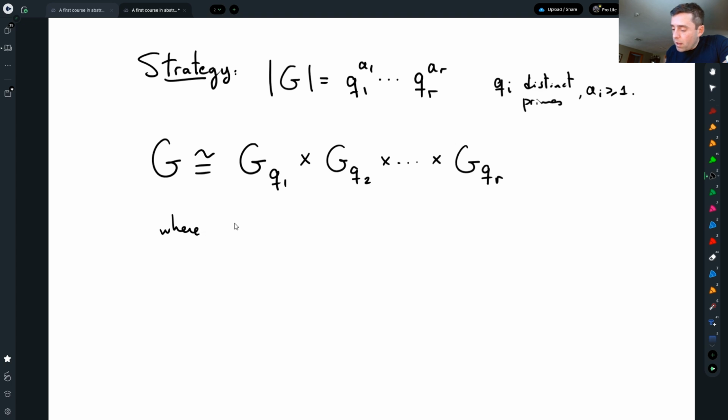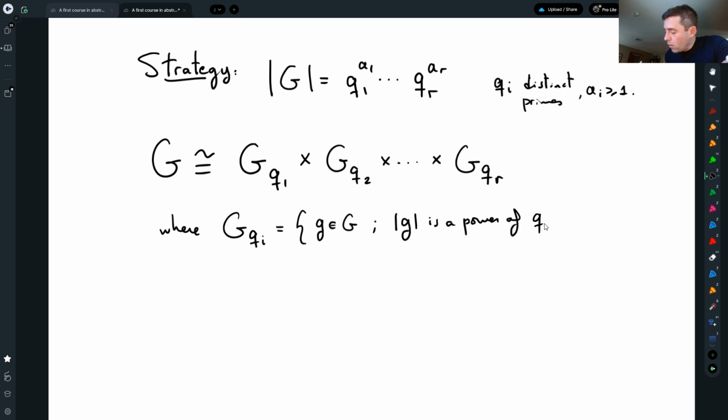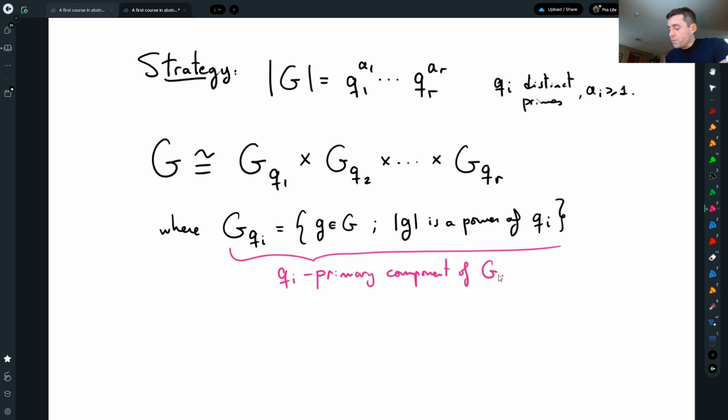So where, again, each of these is the set of all the elements in G such that the order of the element is a power of Qi. So every element in this component is going to have order a power of Q1. Every element in here is an element that has an order that is a power of Q2, etc. And it turns out that for an abelian group, G is isomorphic to the direct product of these, where this is what we call the Qi primary component of G. We're going to define this and prove that this is actually a subgroup and so on. But that is step one.